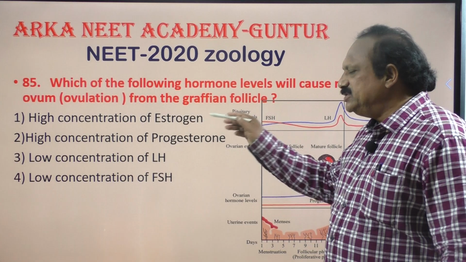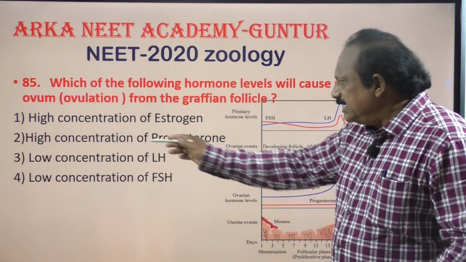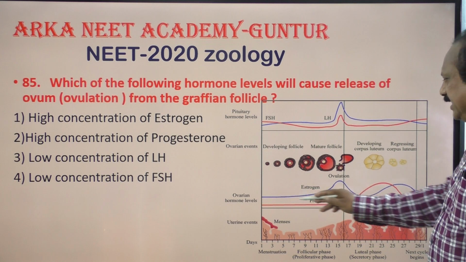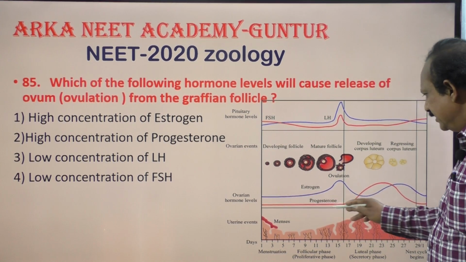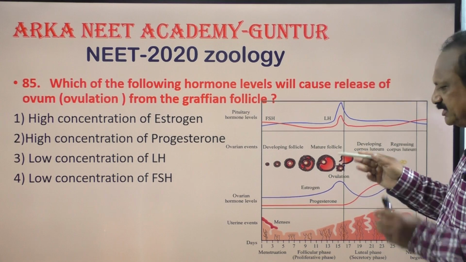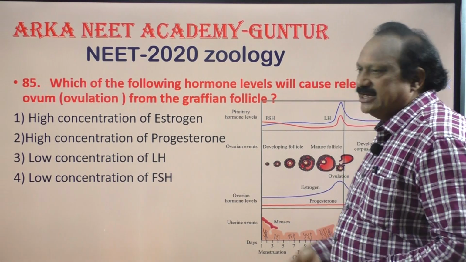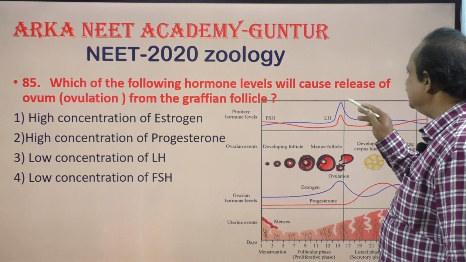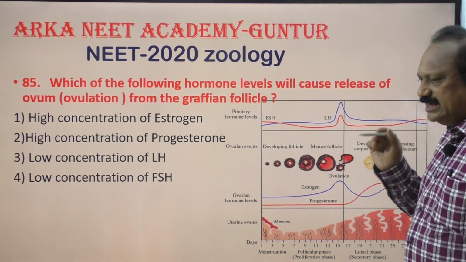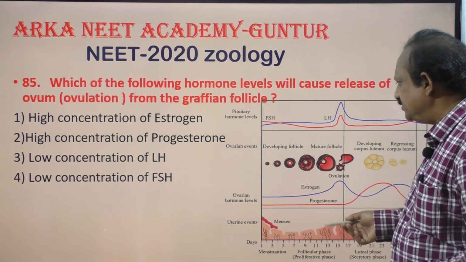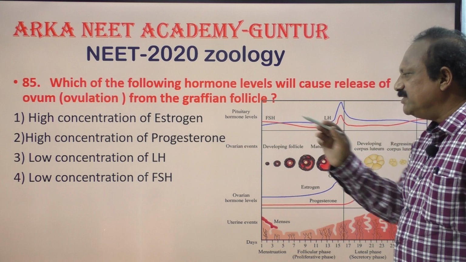Look at this one. High concentration of estrogen, this is the correct one. And then high concentration of progesterone, this is wrong. Progesterone level is low. Here you can see the red line. This red line represents the progesterone, which level is low. Then low concentration of LH, this is wrong. LH level is very high. Highest level of LH is called LH surge. This causes the ovulation. So low concentration of LH is wrong.